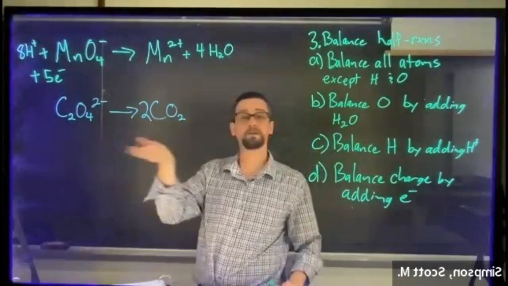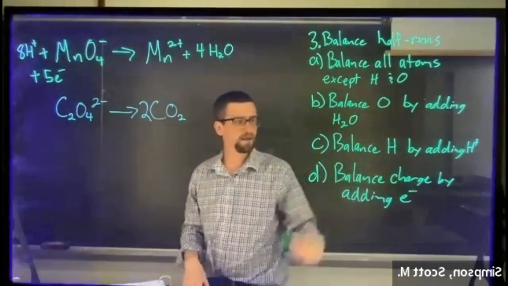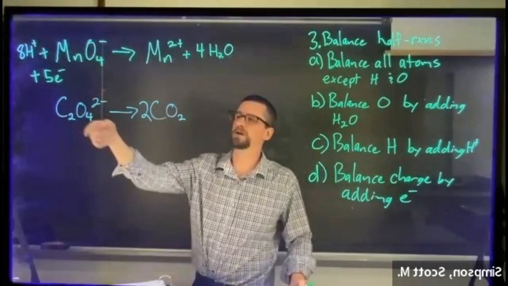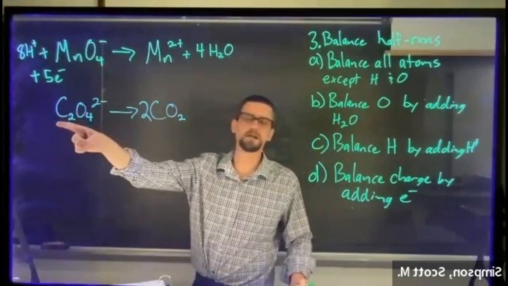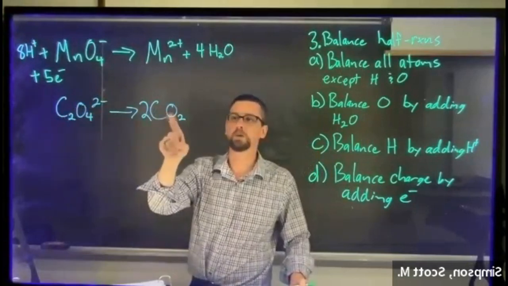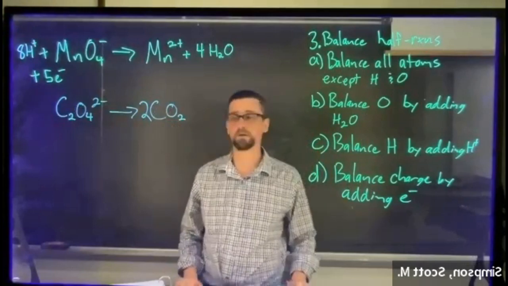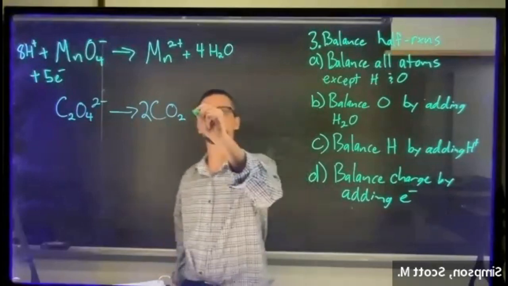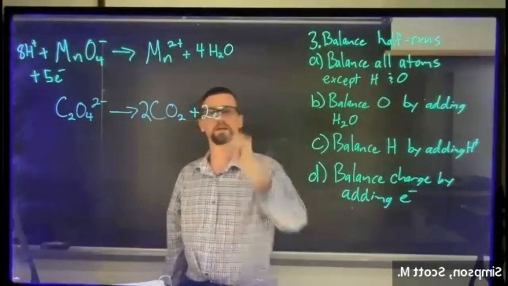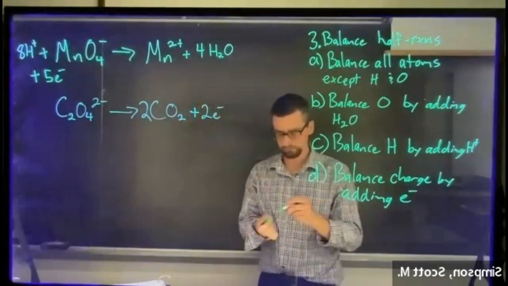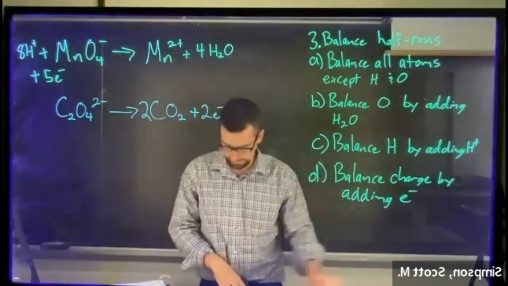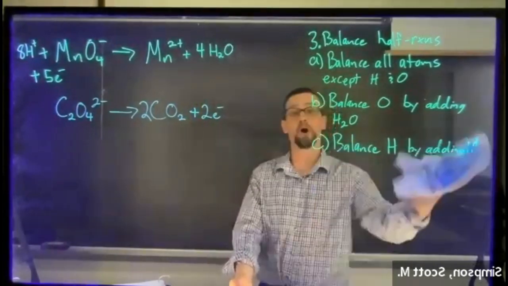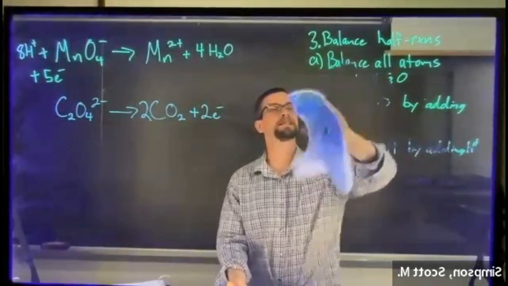Then balance our H's. We have no H's to worry about, so we can exclude that. Finally, we have to balance our charge by adding electrons. Overall, the charge is -2 here. The other thing is each carbon is going from a +3 to a +4 state, meaning it has to lose electrons. Each carbon is losing a total of 1 electron. Since there are 2 of them, we need 2 electrons on this side. Great. So now we have our half reactions balanced, but our overall reaction is not balanced.